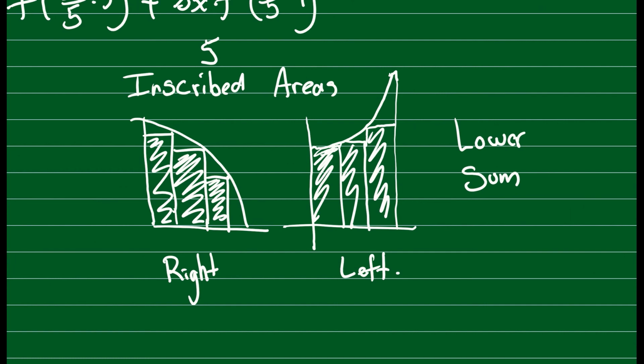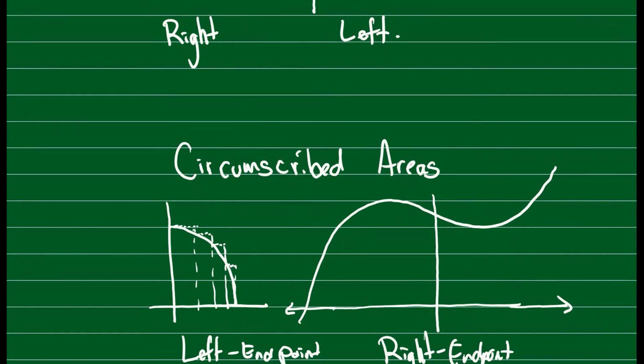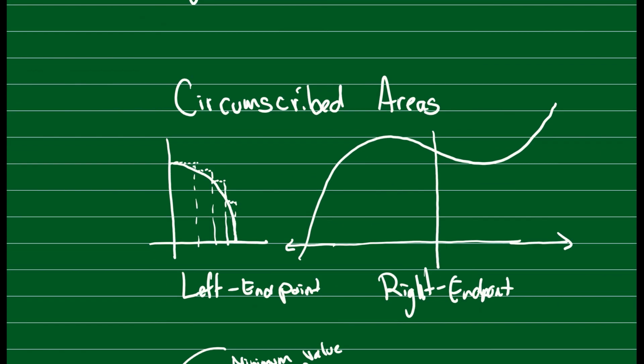I like to go by the right endpoint sum and the left endpoint sum, and then once you have that, you look at it. Was it an overestimate or an underestimate? So this is what inscribed areas with a lower sum look like. Well, this is what circumscribed areas look like.